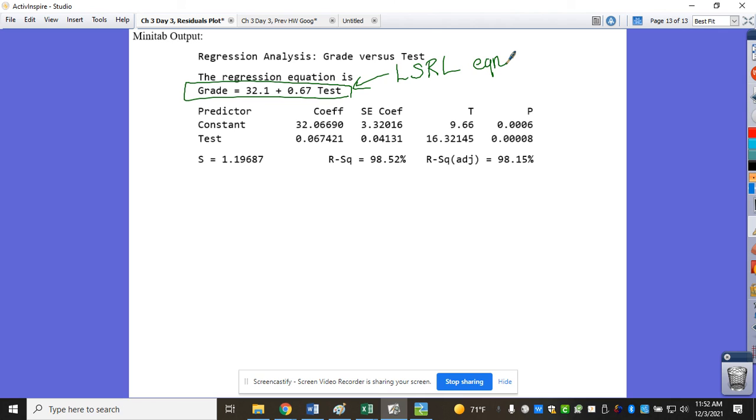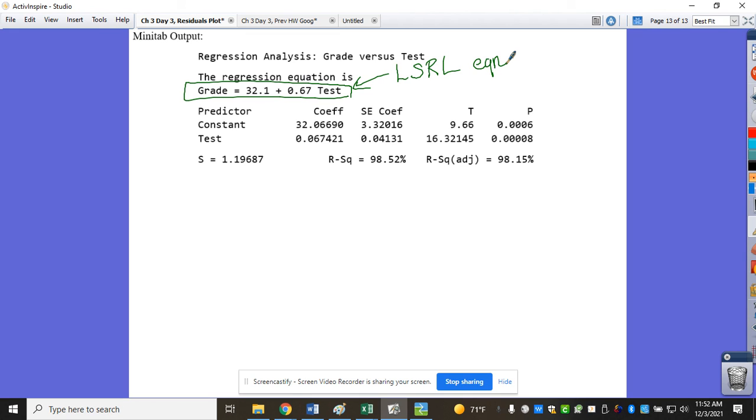Now we've got some things down here. We've got predictor, we've got coefficient. Does anybody think they know what SE stands for? Standard error. We've dealt with that before. We've got a T, we've got a P. We don't talk about much of this chapter. Out of all of these numbers, which looks like something that we just dealt with? How many of these numbers look like something we just talked about? Which numbers?